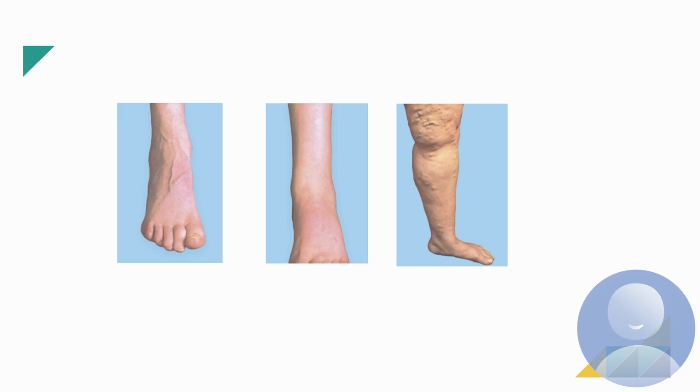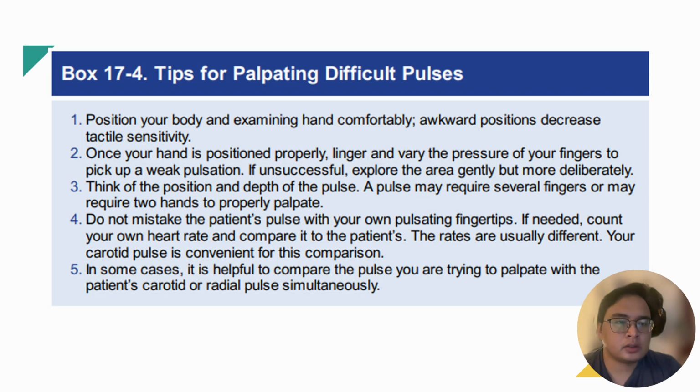So what if you're having some difficulty palpating the pulses? Well, of course, you need to position yourself properly, because awkward positions could decrease your sensitivity. Once your hand is positioned properly, you could probe around. You could linger and vary the pressure of your fingers. You should also think of the depth of the pulse. For example, if you're palpating for the popliteal artery, you may use more fingers compared to the brachial or the radial artery.